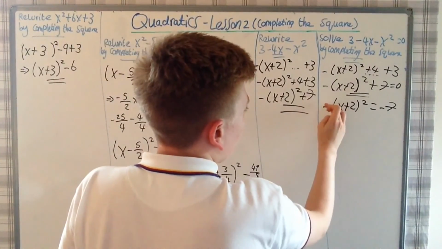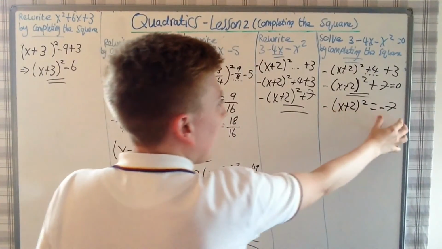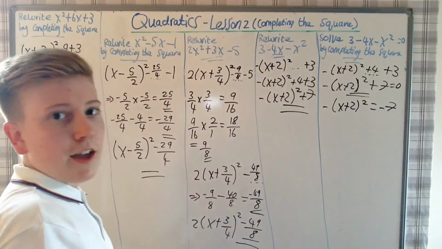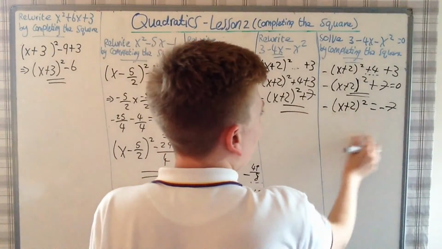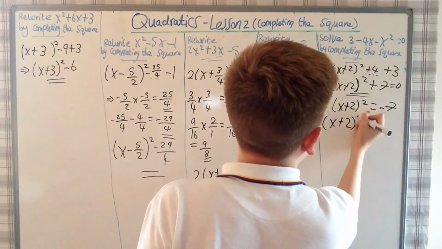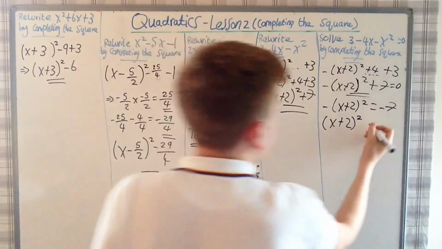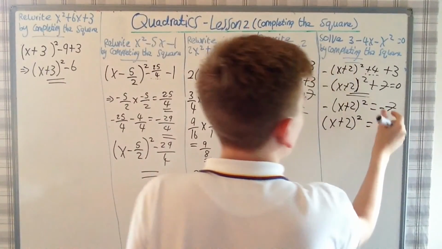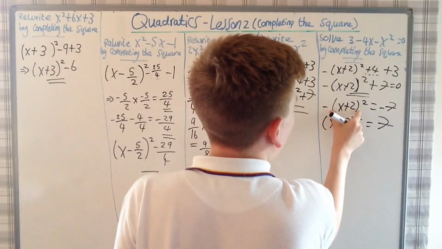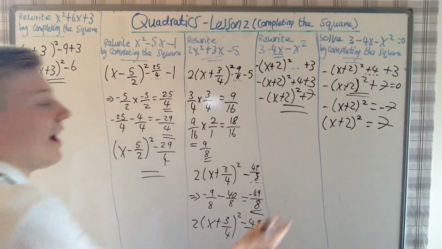However, we've actually got a negative here as well. So if we've got negatives on both sides, we can actually just reverse them. We can change this to a positive and change this to a positive. If we're doing the same to both sides, then it's acceptable to reverse the signs. Okay? So this negative 7 becomes a positive 7, and this negative x plus 2 squared becomes a positive x plus 2 squared. And now we can actually solve this.